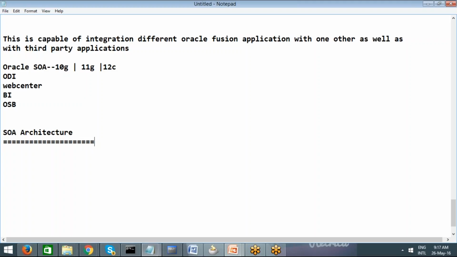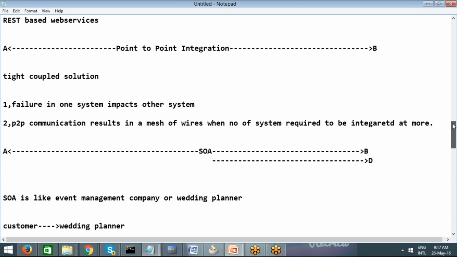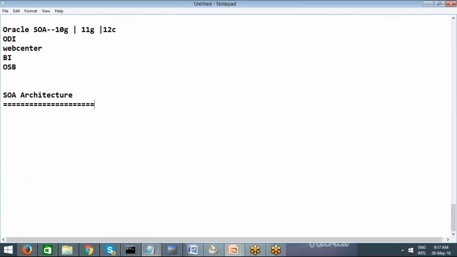I also told you that within SOA, we have a component called BPEL. Did we talk about that? I don't think we have talked about that. Okay, we didn't talk about that in yesterday's session. We talked that there are two types of operations, synchronous and asynchronous operations. So now we'll get started with today's session.